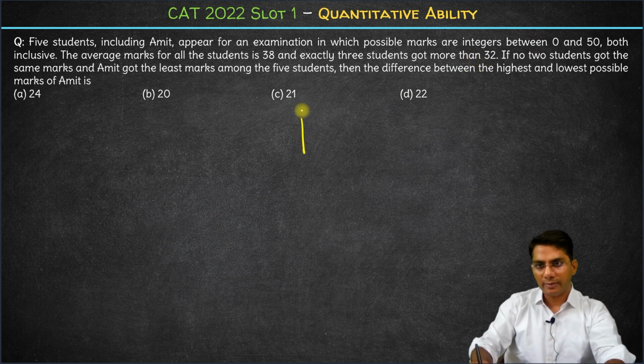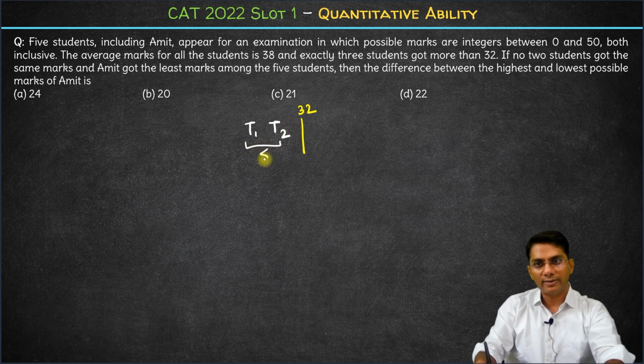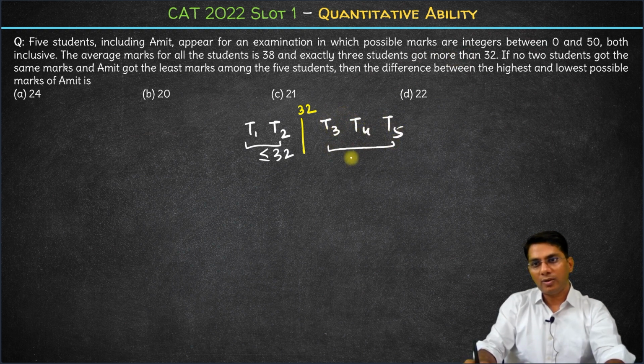Okay, so there is a barrier of 32. There are 2 students, let's say T1 and T2, who got less than or equal to 32. They can be equal to 32 as well. These two got less than or equal to 32, and there are 3 students who got more than 32, so let's say T3, T4, T5. These 3 got strictly greater than 32 marks.